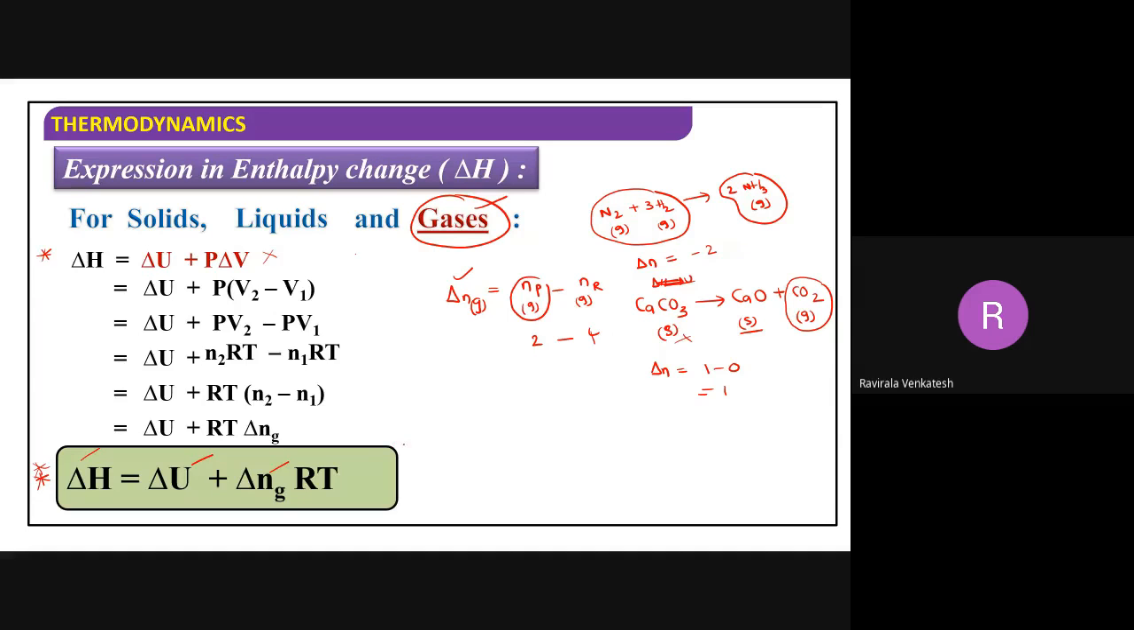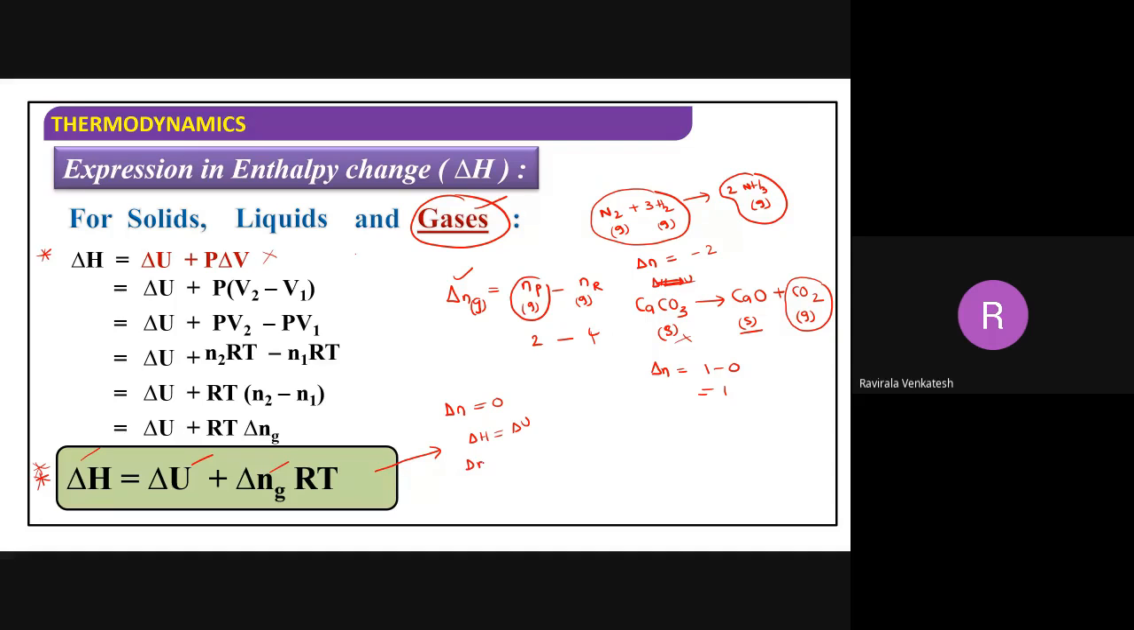Now one more thing I can explain here. If delta n is equal to 0, what will be the formula? If delta n equals 0, then delta H equals delta U, because gaseous products and reactants are both the same.